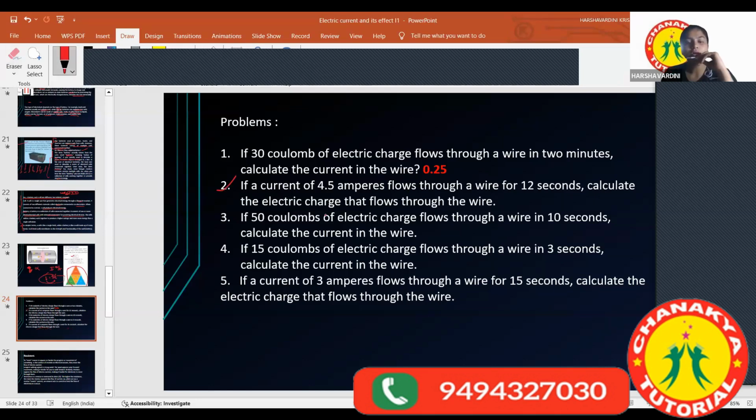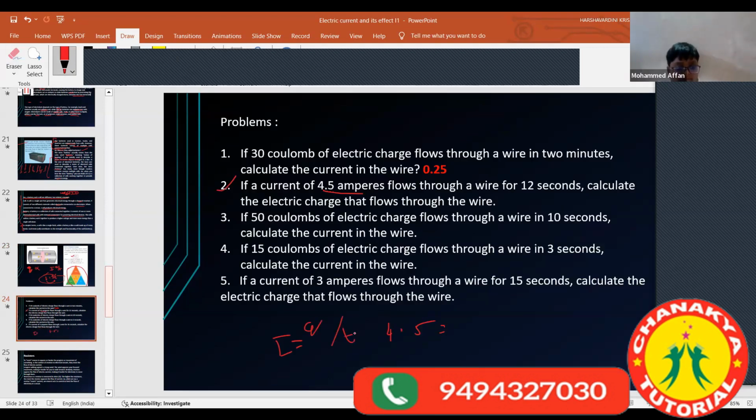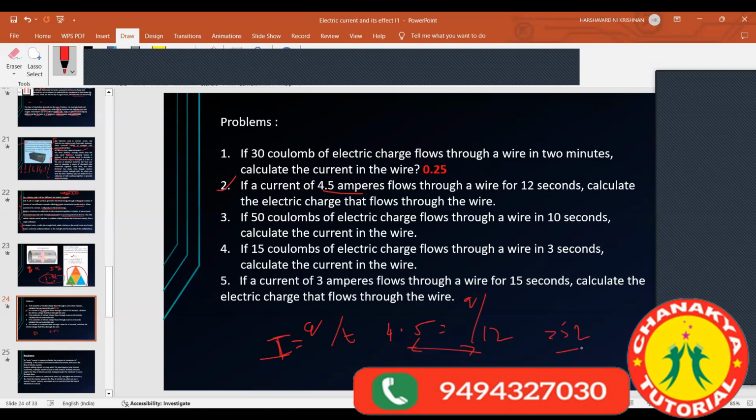Yes, second problem. 4.5 amperes is the current given. I is equal to, what is the formula? I is equal to Q by T. Everyone should take part. Gelda, what are you doing? Ma'am, I drew a triangle and got the answer 54. Yes, ma'am, 54. Ma'am, I also got 54. So basically you have to multiply these two, right? 4.5 into 12. So when you do, it is coming 54. Yes, ma'am, 54 is the Q.